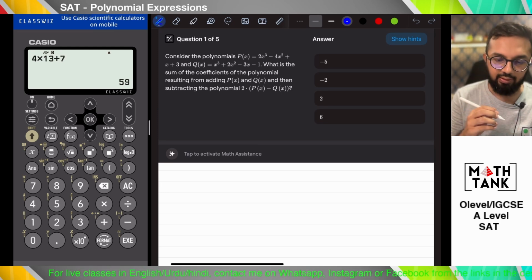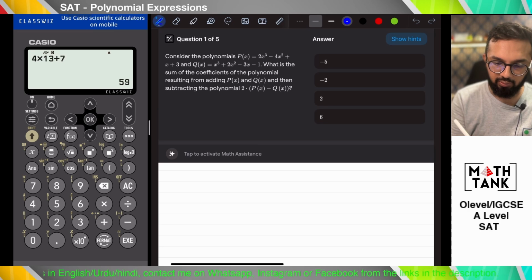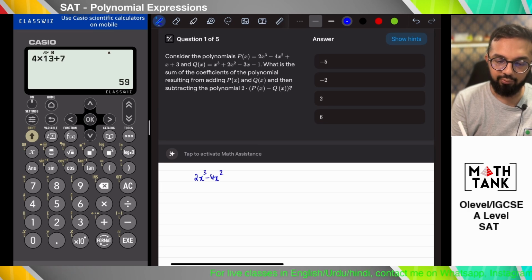Question number one says, consider the polynomials P(x) equals this and Q(x) equals that. What is the sum of the coefficients of the polynomial resulting from adding P(x) and Q(x) and then subtracting the polynomial 2 times this? So it's a long question. Let's try to do that. Plus x plus 3. What is the sum of the coefficients resulting from adding this? So let's add first.